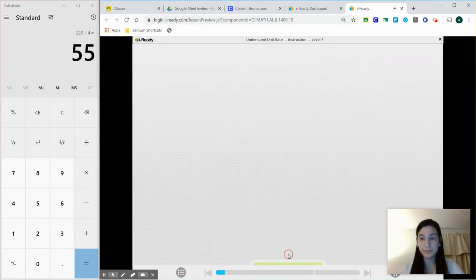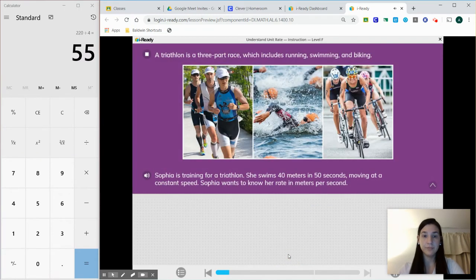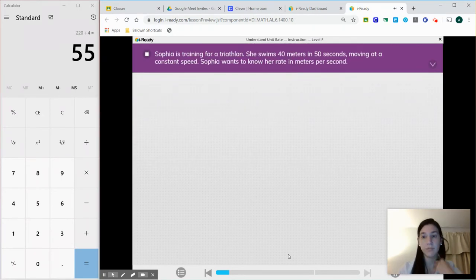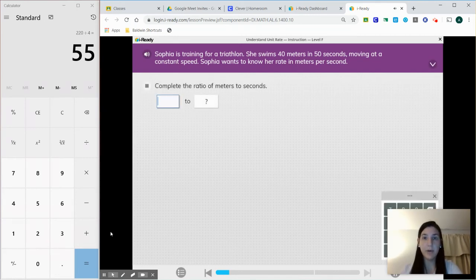There we go. A triathlon is a 3-part race, which includes running, swimming, and biking. Sophia is training for a triathlon. She swims 40 meters in 50 seconds, moving at a constant speed. Sophia wants to know her rate in meters per second. Okay, so here we go. Meters per second. So we see up here it's 40 meters in 50 seconds. So it's going to be 40 to 50.